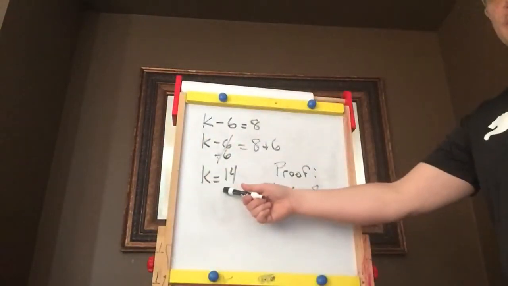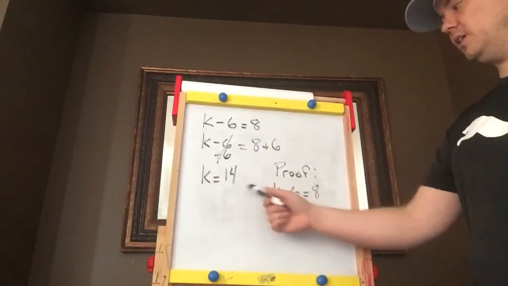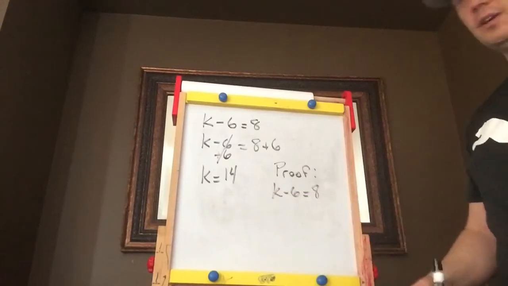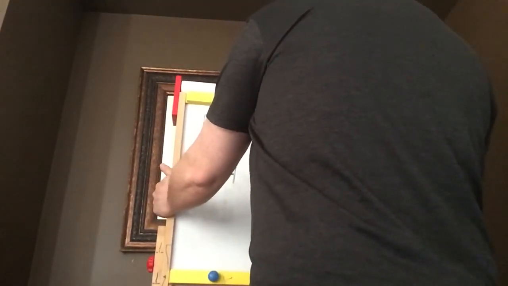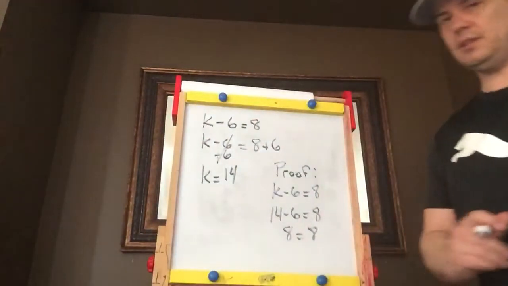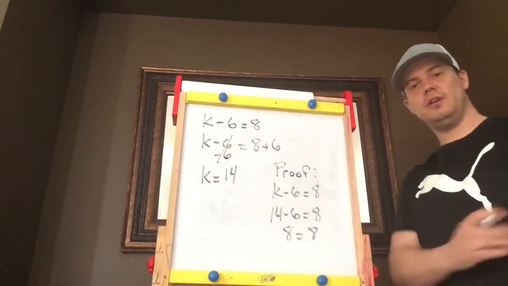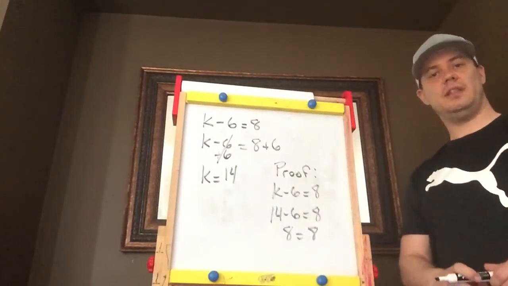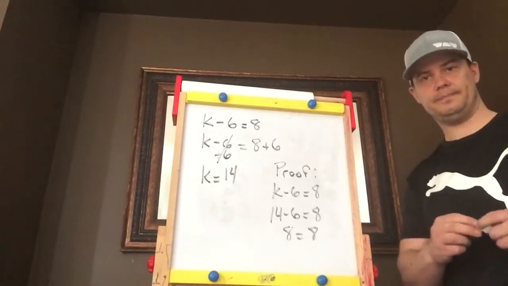Rewrite the equation. Okay, we know now, or at least we think we know now, that k equals 14. So we take the k out, put 14 in its place. The question becomes 14 minus 6 equals 8, and 14 minus 6 is in fact 8. So you've got 8 on both sides of the equation, or the equal sign, I'm sorry, meaning the equation is balanced and that you've got the right answer for your variable.